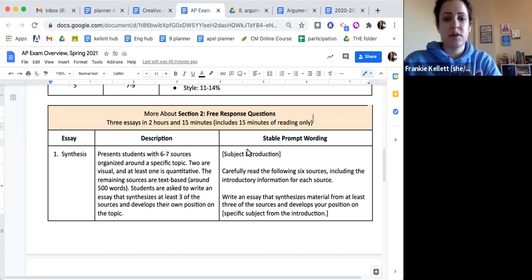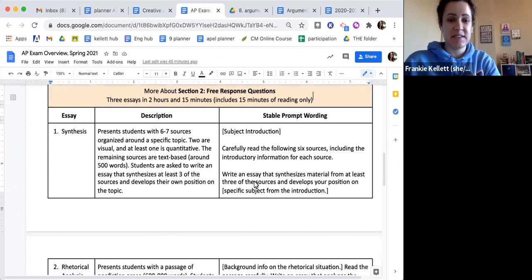So what's going to happen is they'll introduce whatever subject or topic that they're going to be presenting to you. So a couple years ago, it was windmills. So they gave some information about windmills and probably wind power, I'm thinking. And then it says, carefully read the following 6 sources, including the introductory information for each source. Write an essay that synthesizes material from at least 3 of the sources and develops your position on, and then this is where it talks about the topic again. So windmills and the positive and negative effects that they have on the environment, something like that. Okay, so that's the synthesis essay.